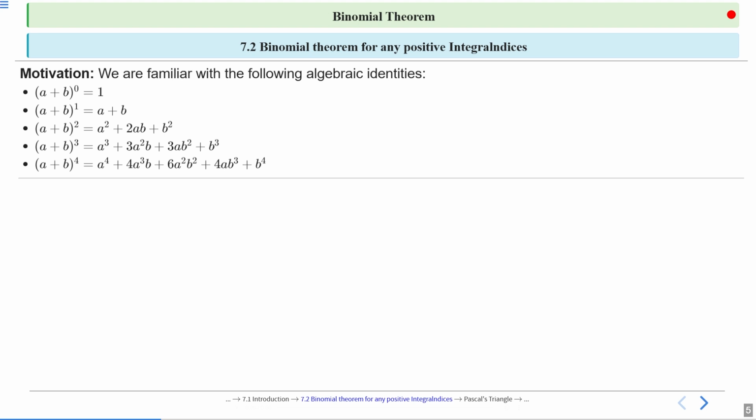So this pattern is crucial for understanding the binomial theorem. These identities we all know already from our earlier classes. Now further we will understand the binomial theorem for any positive indices.